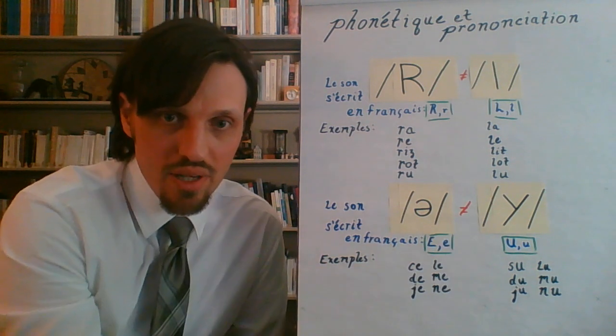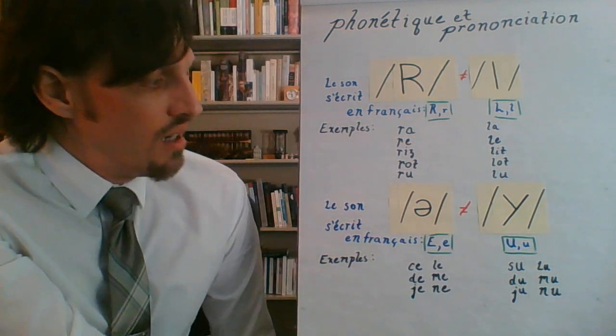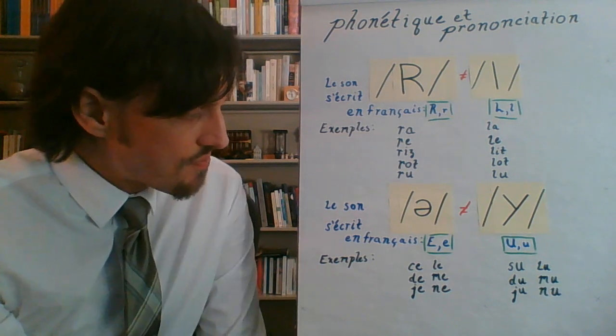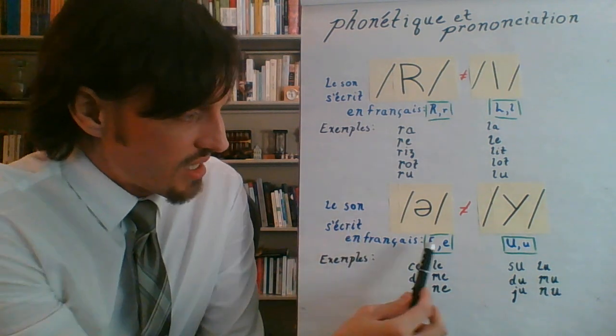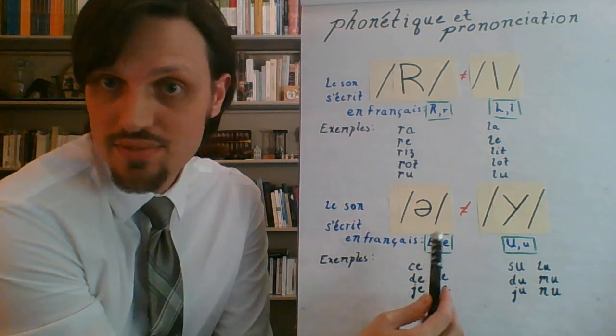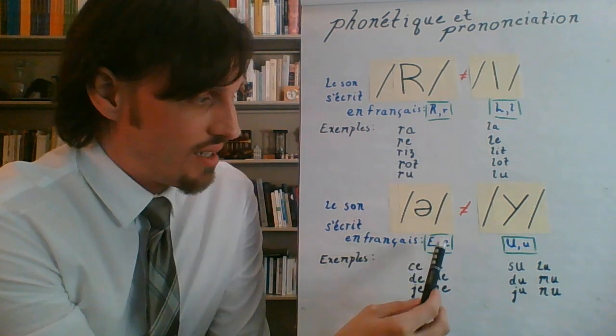Let's move on to our other pair of sounds. All right, so this one is not too bad. This is a sound that we have in English. And le son s'écrit en français with just this vowel, just the E, what we call E in English, but we call it actually the sound, in French.